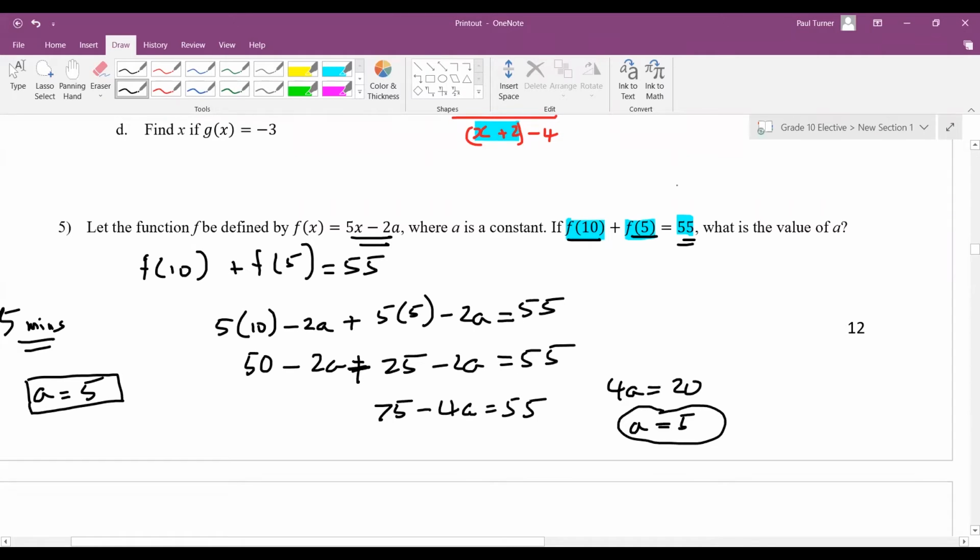And if a is 5, that will make this statement true at the top here, for that particular function. This is a linear function, actually. So that's actually the graph f(x) equals 5x minus 10. Anyway, okay, so a is 5.